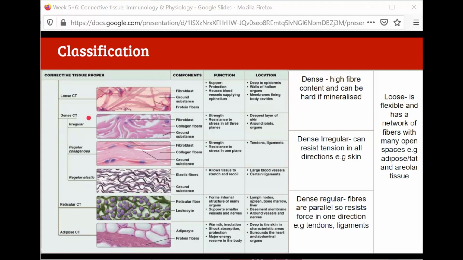In contrast, you've also got the dense irregular tissues. These are the kind of tissues which can resist tension in all directions. If you guys think back to when we did epithelium, we talked about transitional epithelium, which is found in the bladder, right? And it can stretch in all directions. Same thing with skin, same idea here. You've got the irregular arrangement of fibers in all different planes. The example here is that dermis layer, so that deep layer in skin. You've also got the regular connective tissue.